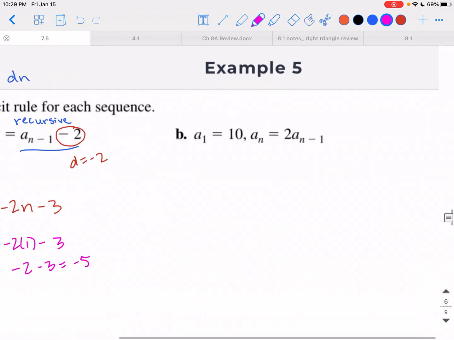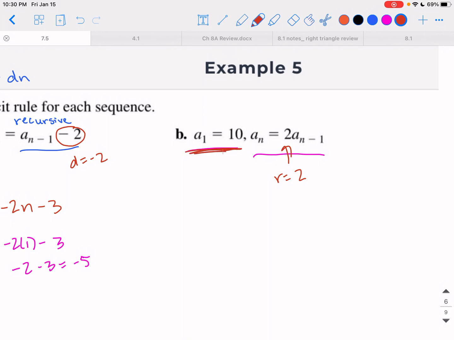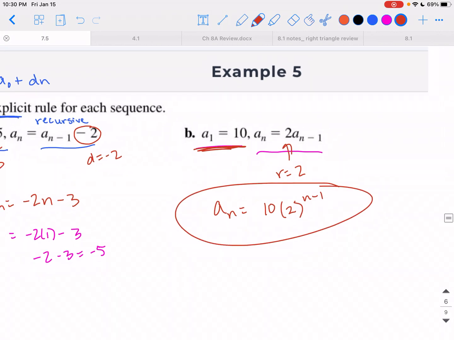Okay, B here, we have a sub 1 is equal to 10, and our recursive is a sub n equal to 2 multiplied by a sub n minus 1. So our common ratio is 2. So to go to my explicit, it's actually pretty simple because it gives us a sub 1 equal to 10. That's what we need for our explicit for geometric. So you take your a sub 1, equal to 10, and 10 multiplied by 2 to the n minus 1, your common ratio r to the n minus 1 power.